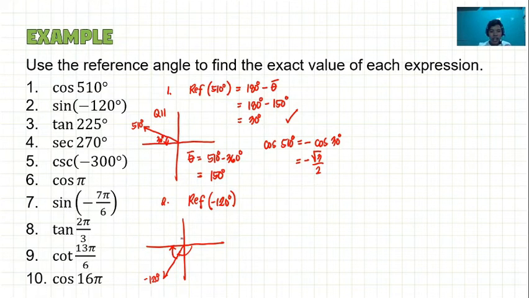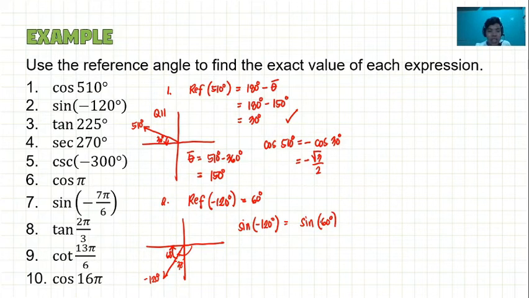So, pwede nyo nang ibigay agad kung kaya nyong makita sa illustration pa lang. Since this is 90 plus 30, this is negative 120. So, this is 30 here. Therefore, this is 60. So, the reference angle now is just 60 degrees. Okay? So, from that, we now have sine of negative 120 degrees is equal to sine of 60 degrees.